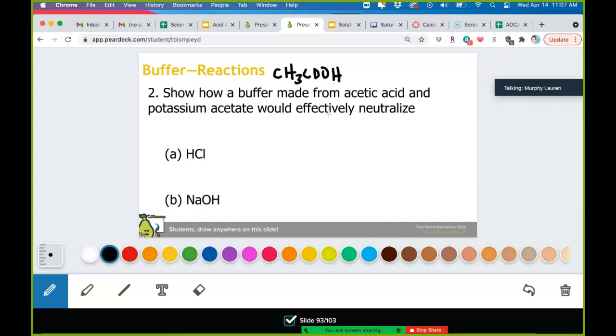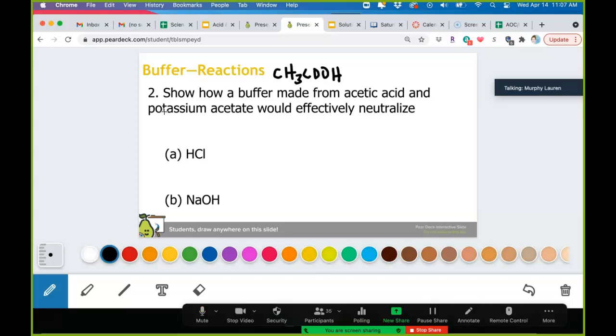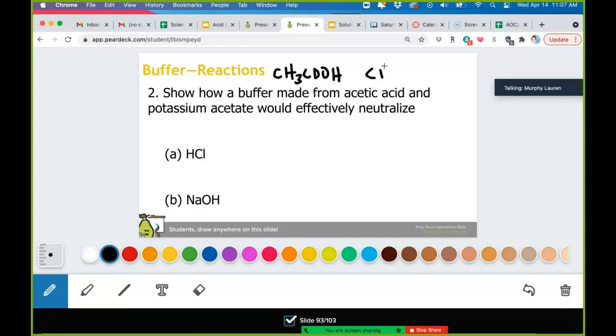Is it the potassium? This is a salt, metal, nonmetal. Or I'm sorry, metal polyatomic, I should say. It's the acetate that's going to be the helpful part of that, right? So this is the acidic part of my buffer. This is the basic part. Where did this guy come from? This guy came from potassium acetate.